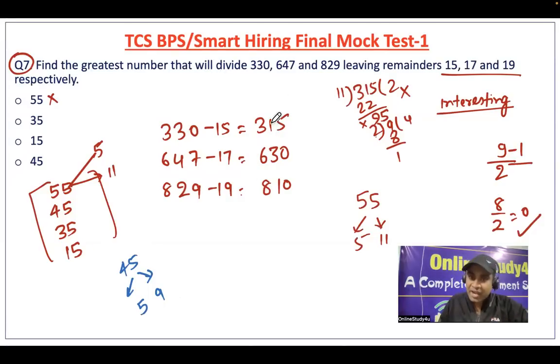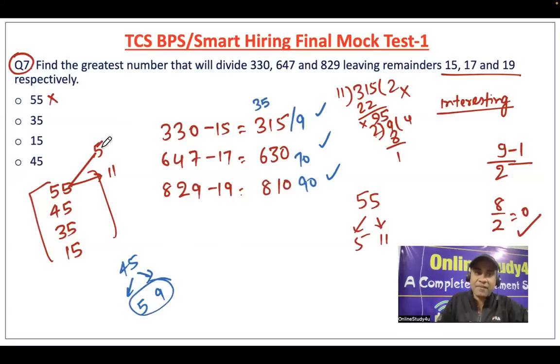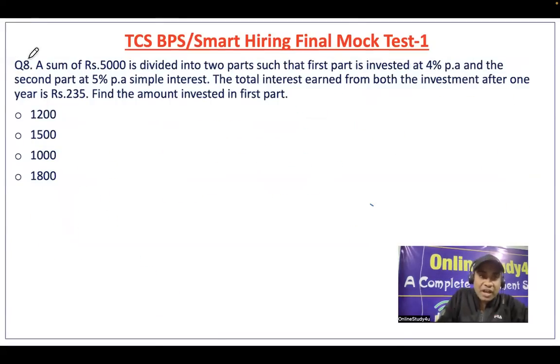Now, 5 6s are 30, divisible. 5 12 6 divisible. 5 16 times, and 2 divisible. So it is divisible by 5. Now let us try by 9. 9 2s are 18, 9 3s are 27, and 9 5s are 45. So it is divisible by 5 and 9. So 45 is the right number which will divide 330, 647, and 829, leaving remainders 15, 17, and 19 respectively. Okay, fine. Now, question number 8.